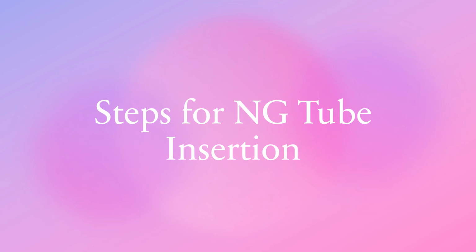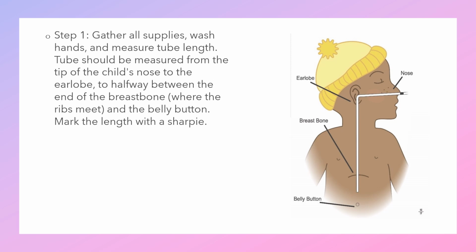Steps for NG tube insertion. Step 1. Gather all supplies, wash hands, and measure the tube length. Tube should be measured from the tip of the child's nose to the earlobe to halfway between the end of the breastbone, where the ribs meet, and the belly button. Mark the length with a Sharpie. The image on the right shows how to measure the tube length.